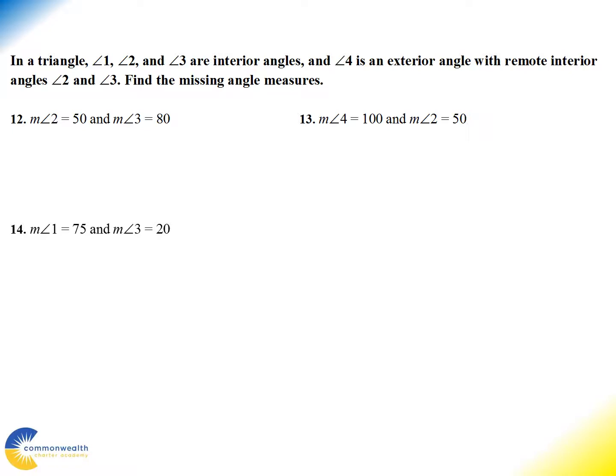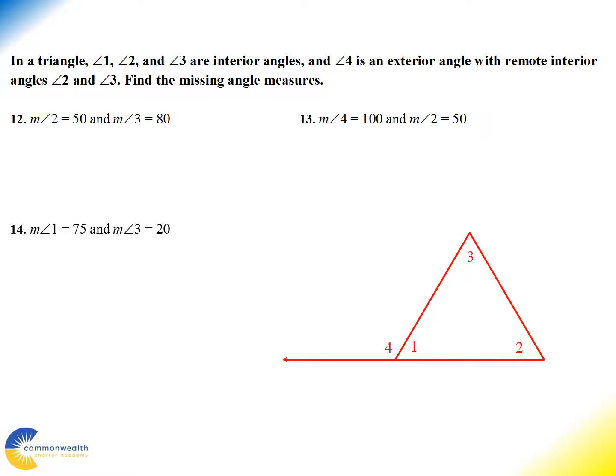But essentially, if I have a triangle with angles 1, 2, and 3 in the interior, and angle 4 being an exterior angle, with angles 2 and 3 being remote interior angles, it has to look something like this. You see 3 and 2 here, they could be switched, but otherwise, the relative positions of angles 1 and 4 are basically a linear pair with each other. And that's an important thing to know.